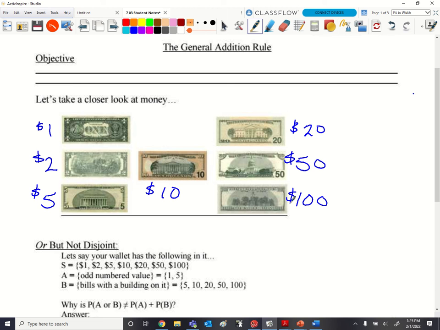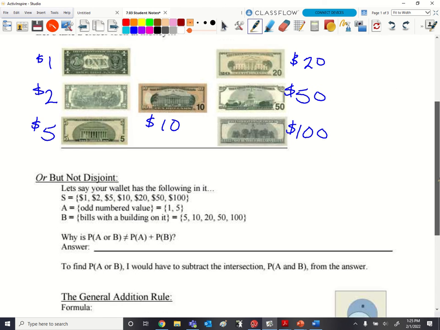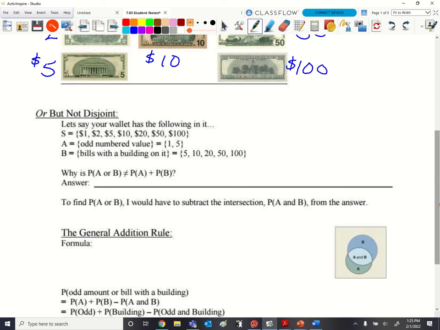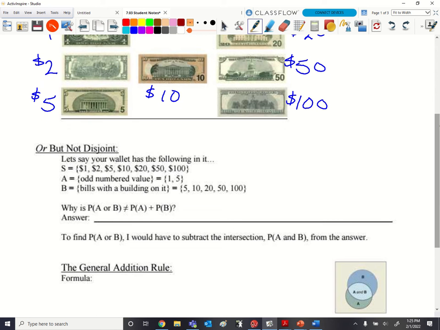All right, anyway. So, right here we're going to do some notes to go along with this. And it says, "or but not disjointed." So, does that really make sense? No. Okay, good, it doesn't. So, what I'm going to do is talk about this by what we have. So, we first have the set. The set, that's my S, is going to be 1, 2, 5, 10, 20, 50, and 100. That's a set. Everything that could be is in that set. I cannot have anything outside of that set.